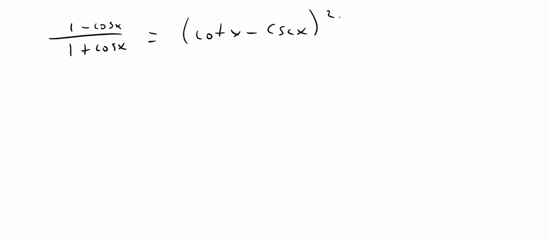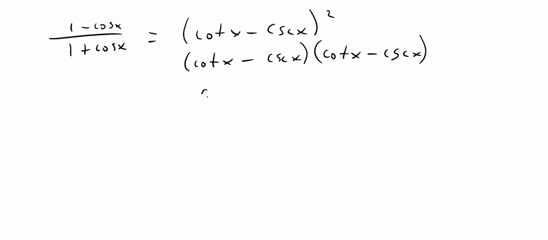So I'm going to work on the right side. The first thing I do is write it twice just to help you FOIL it if you're not good at distributing that. And if I FOIL it, I get cotangent squared of x minus cotangent cosecant minus cotangent cosecant. So it's really minus 2 cotangent of x cosecant of x, and then plus cosecant squared of x. Okay, so that's FOILed out.